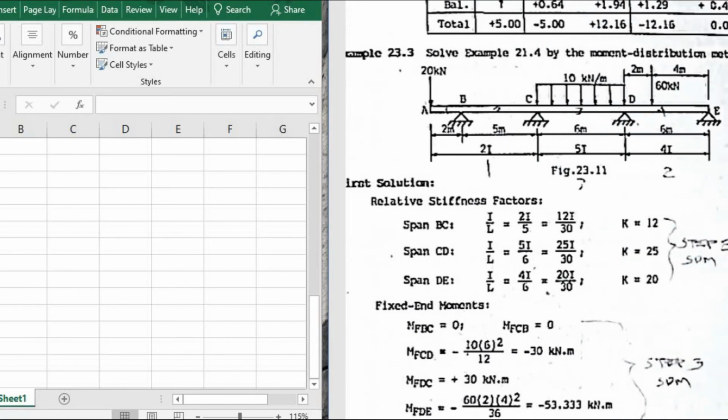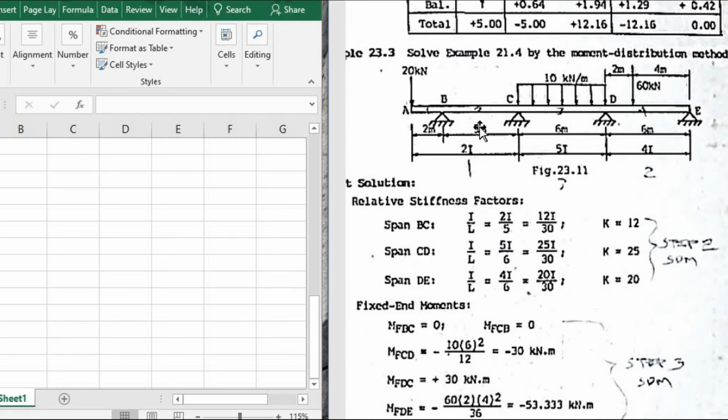stiffness factors. So dito we have 3 spans. For BC we have I all over L. But what is I? It is 2I. So that will be 2I all over 5. For CD we have 5I all over 6. And DE, we have 4I all over 6.